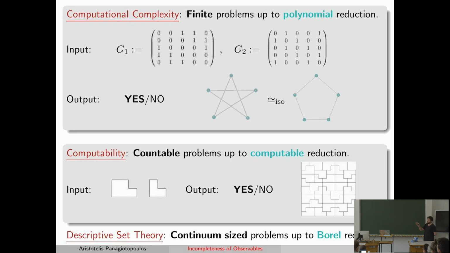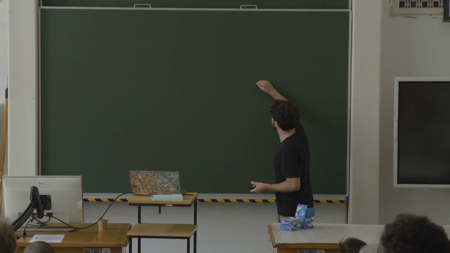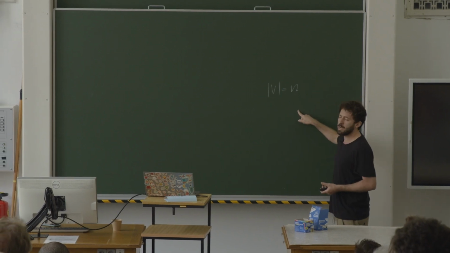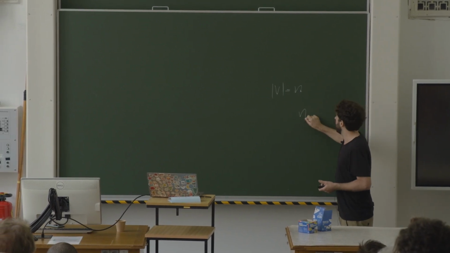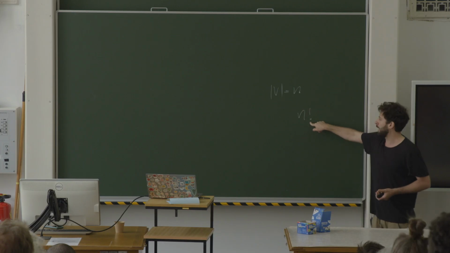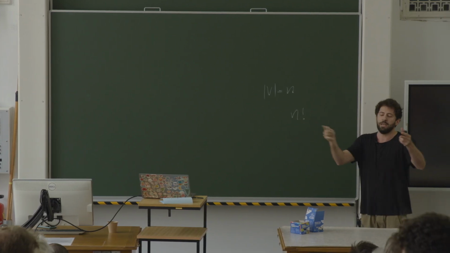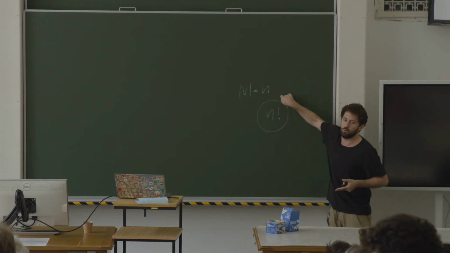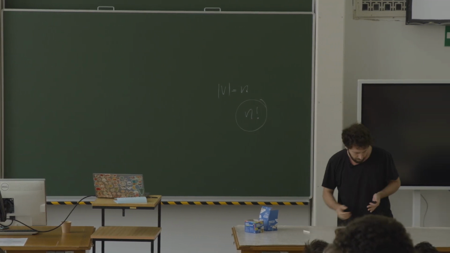So here the problem is finite. In what sense? The moment you feed the two graphs into the Turing machine, if the vertex set has size n, then if there is an isomorphism, you can find it within n factorial tries. There are n factorial bijections between the vertices. You have to check all of them. So this is a finite thing you have to do, right?